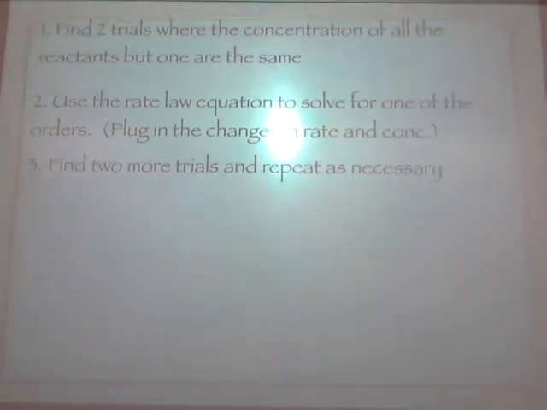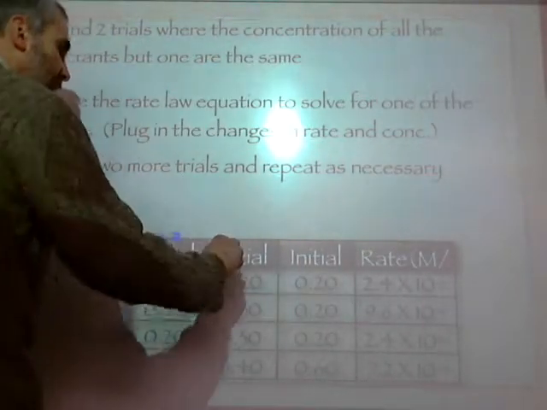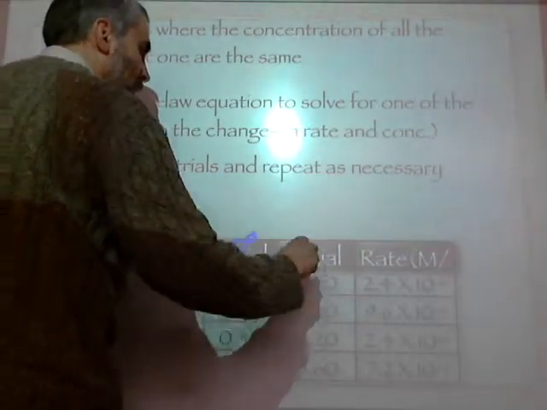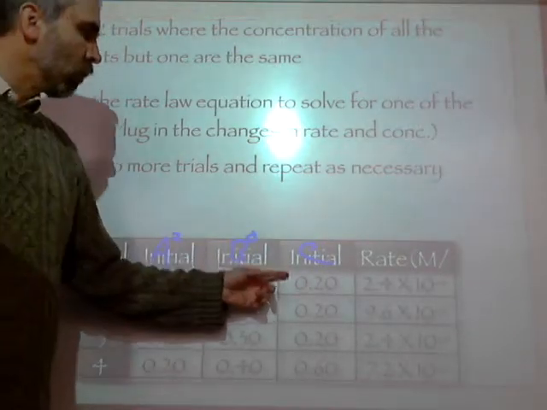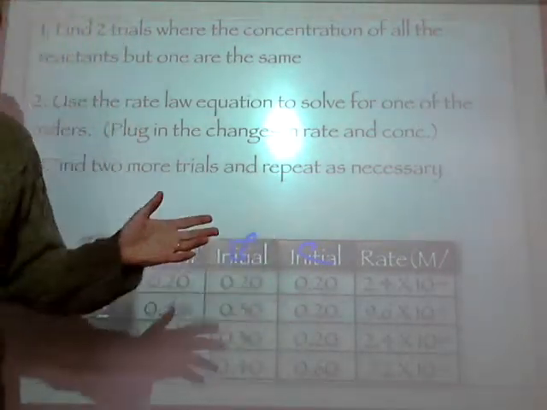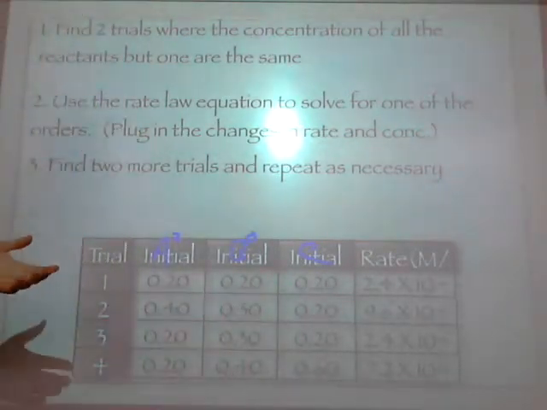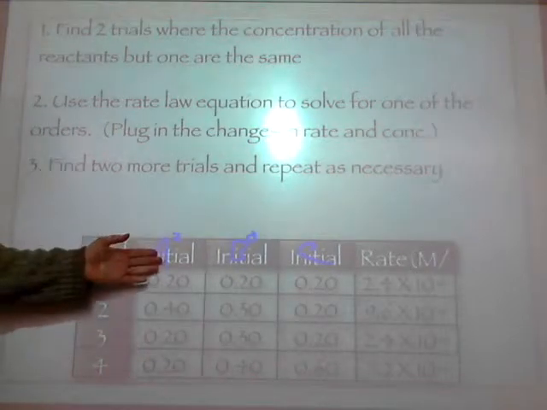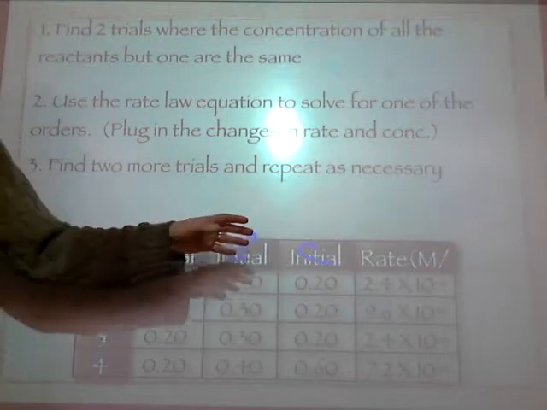I'll go back to the chart here. Okay, so let's take a look at the chart one more time. I now know A is second order. I now know B is zero order. I'm looking for C. I'm not going to take trials 1 and 2 or trials 1 and 3 or trials 2 and 3. Why not? Because C doesn't change in those. But I could take any other trials, because I don't really care anymore that A and B are changing, because I now know what A and B should be.